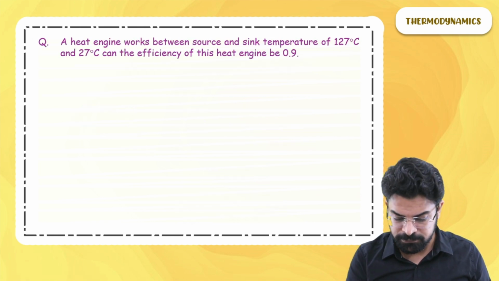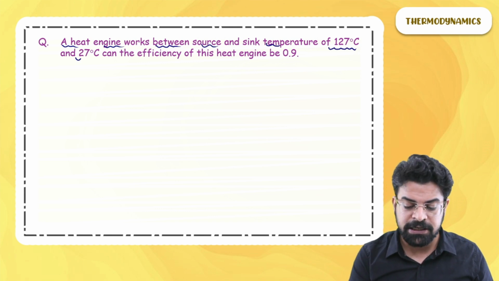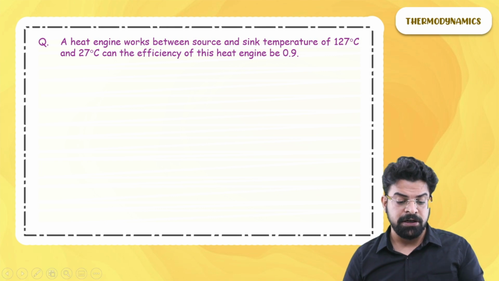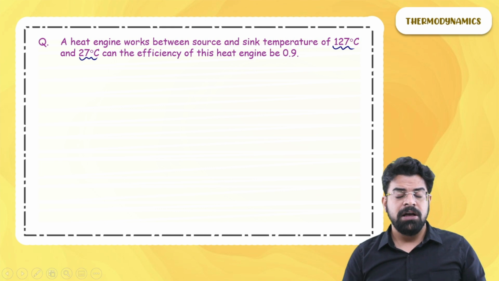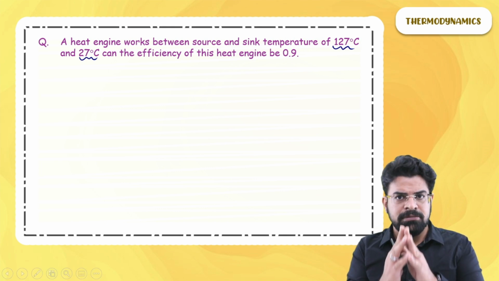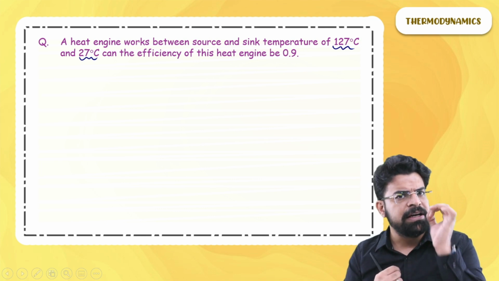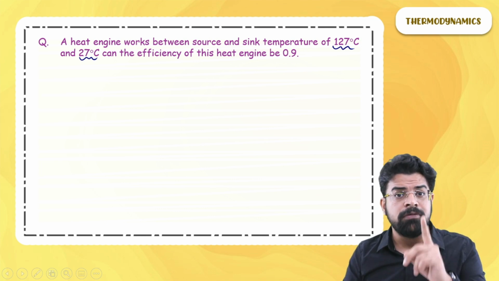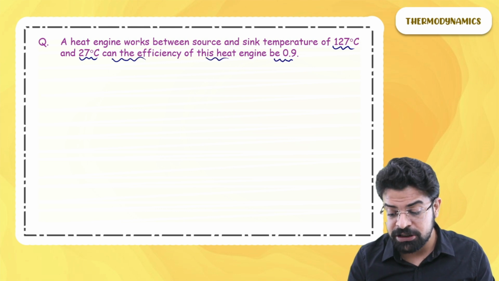The first question. A heat engine works between a source and sink at temperatures of 127 degrees centigrade and 27 degrees centigrade. So the source temperature is 127, sink temperature is 27. Again I am saying, in the entire heat chapter, better take the temperature in Kelvin. They will always give you in degrees centigrade. It's your job to convert it into Kelvin. Can the efficiency of this heat engine be 0.9?